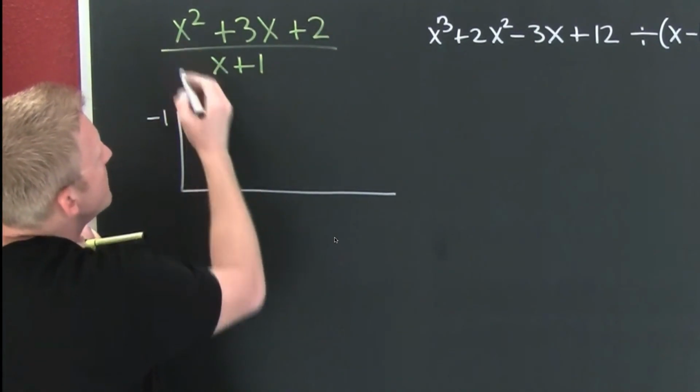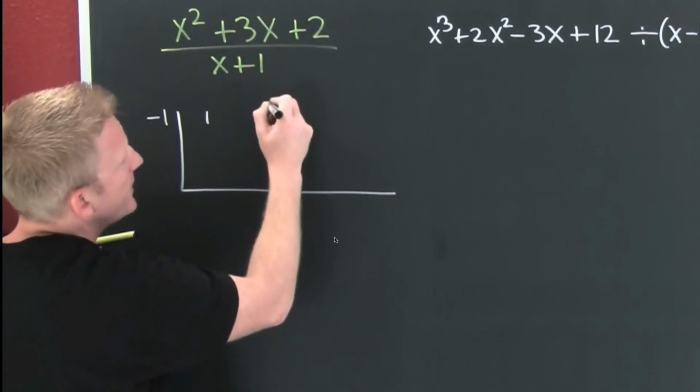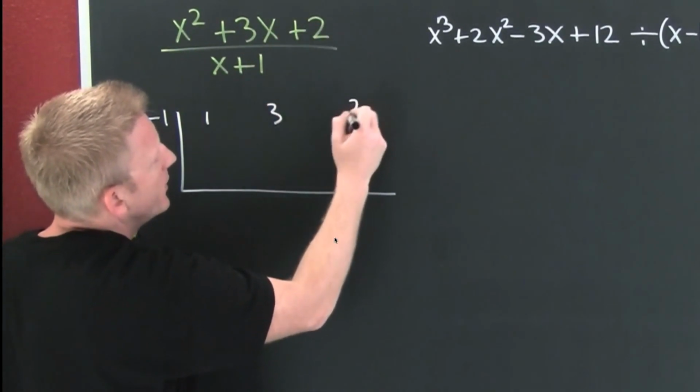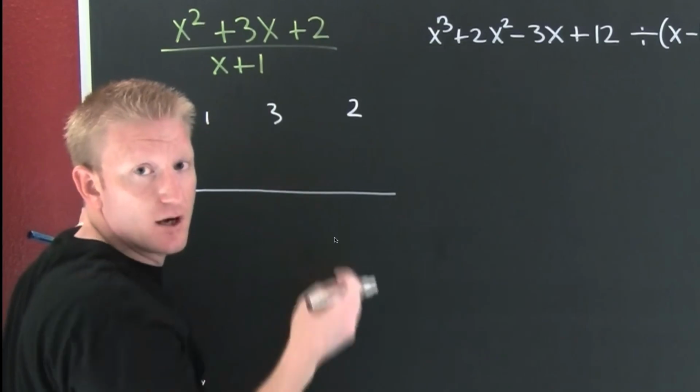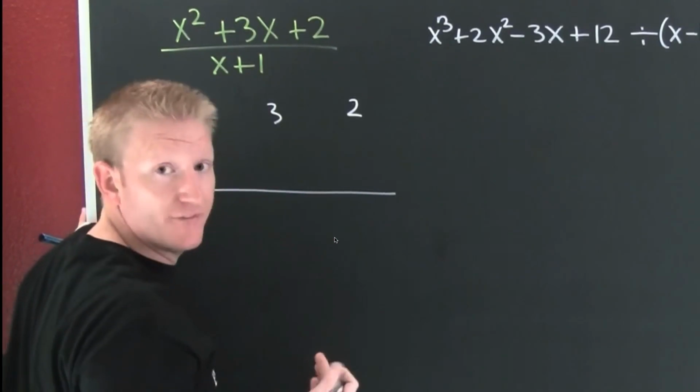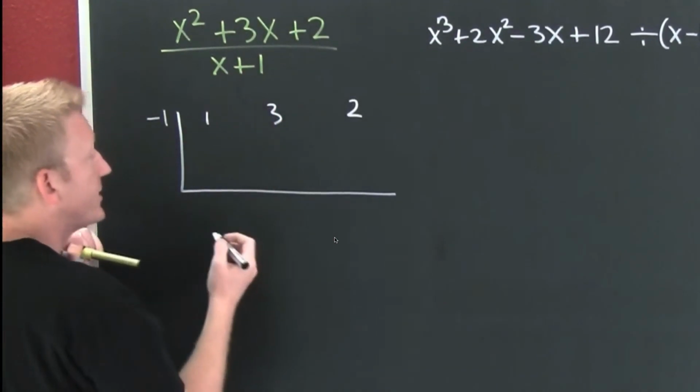Here we go. I'm going to put a 1. I'm going to put a 3. And I'm going to put a 2. This is actually long division without the actual coefficients, and we need our special linear factors.